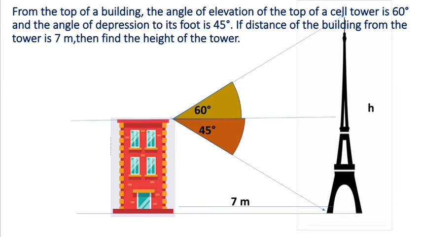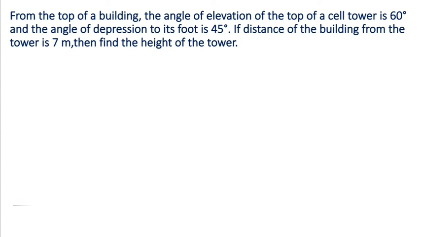So now we have to draw a suitable diagram for this. Let's see how we can draw the diagram. Assume that this is the earth, and here we have to consider a building. This line represents the building, that is AB. Let AB be the building, and we assume one line which represents the cell tower. So CD represents the cell tower.